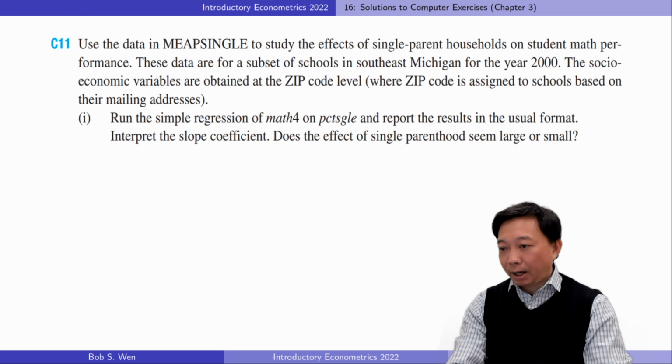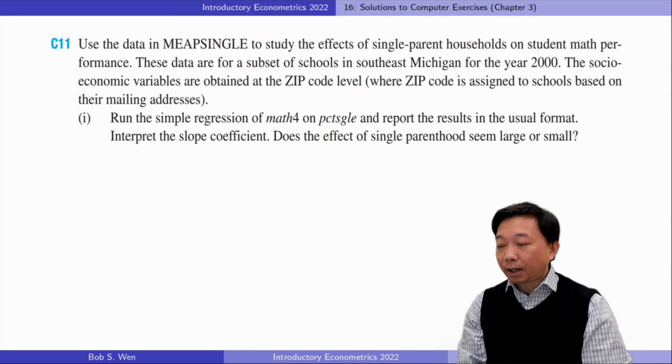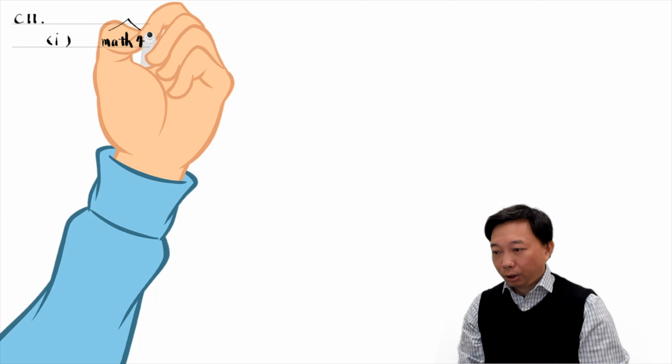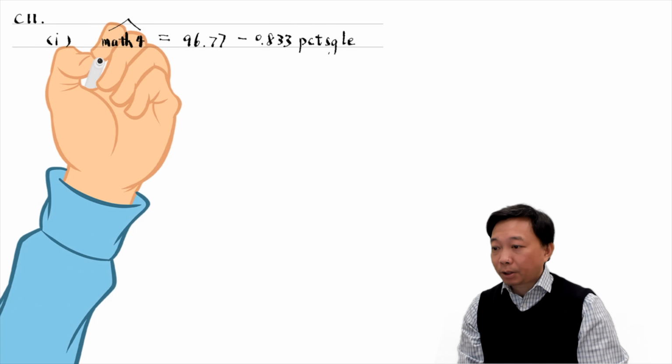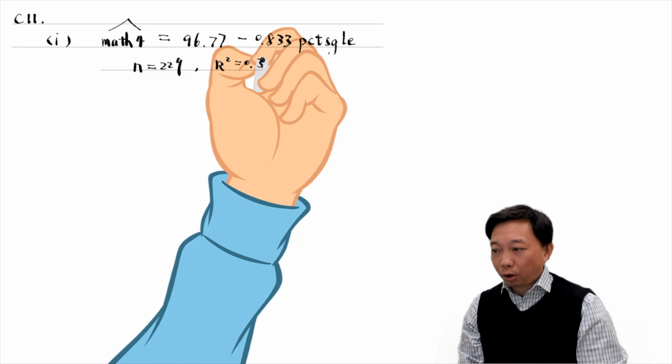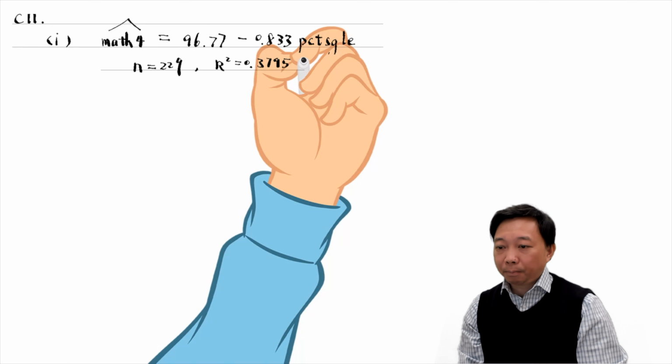Let's do computer exercise 11. The dataset is about the effects of single-parent households on student math performance. For the first question, we regress math 4 on the percentage of children who are not in married couple families. The estimation equation is as follows.